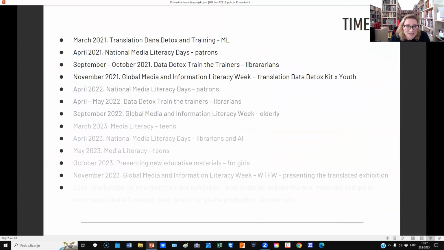So this is a timeline of the things that we did in 2 years. The last 2 rows you cannot see because they are a secret, because we are going to do something new. Maybe you can see it, maybe not, I don't know. But it's a secret, it's a project that we are working on right now.